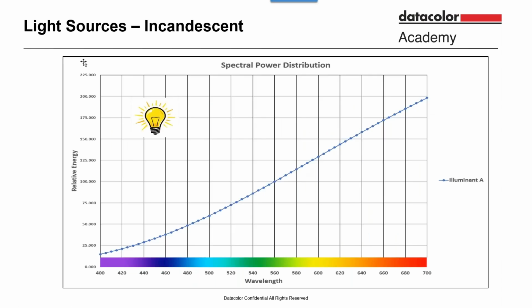Okay, the next slide here, we have a spectral power distribution for an incandescent or tungsten light bulb. This distribution, you can see, is much different. It has a lot more red energy being emitted, and green, and less blue.